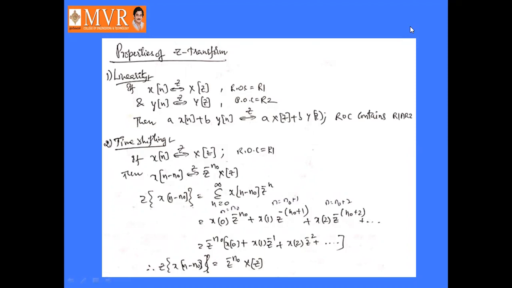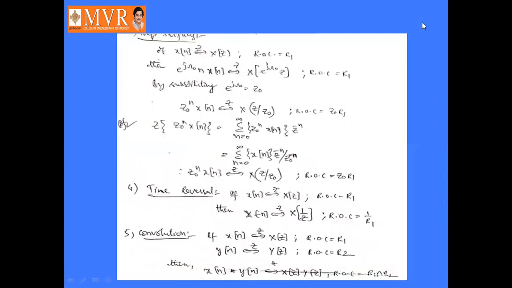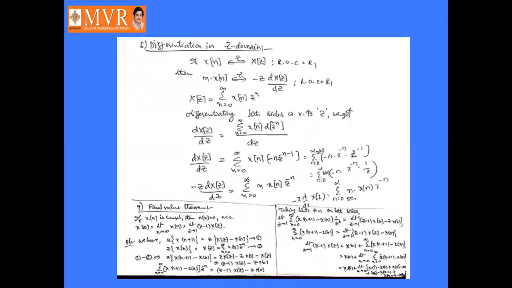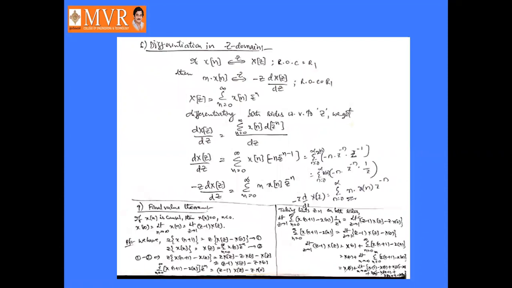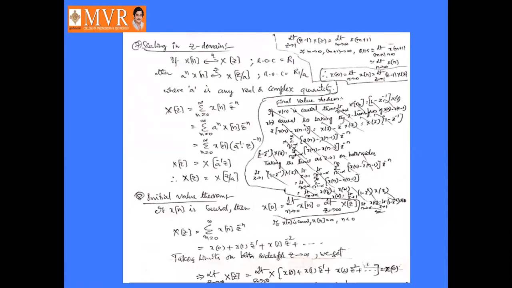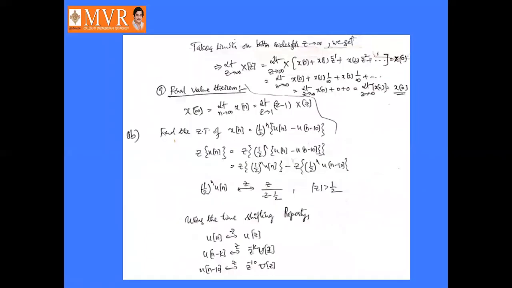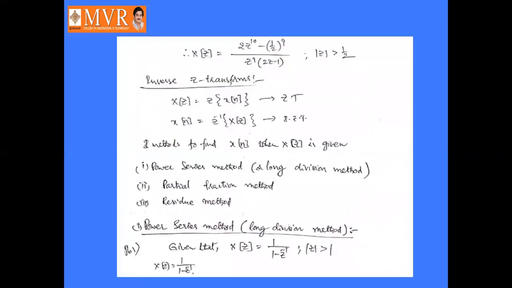So in the last class, we already discussed the properties of Z transforms. The properties are linearity property, time shifting property, frequency shifting property, like Laplace transform, time reversal property, convolution property, differentiation in Z domain, initial scaling in Z domain, initial value theorem, and final value theorem. Next we will solve the problems.